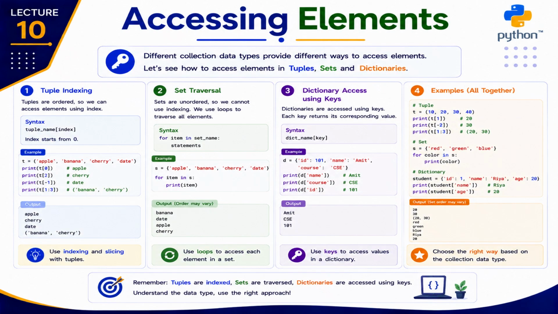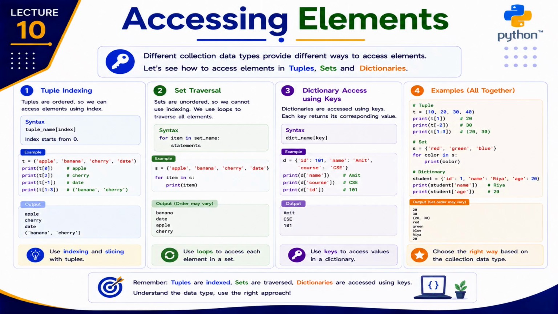Now let's understand how to access elements in different Python collections. Since tuples, sets, and dictionaries work differently, the way we access their elements is also different. In this slide, we will learn tuple indexing, set traversal, and dictionary access using keys. Firstly, we will discuss tuple indexing. Tuples are ordered collections, so every element has an index. We can access elements using indexing and the index always starts from 0.